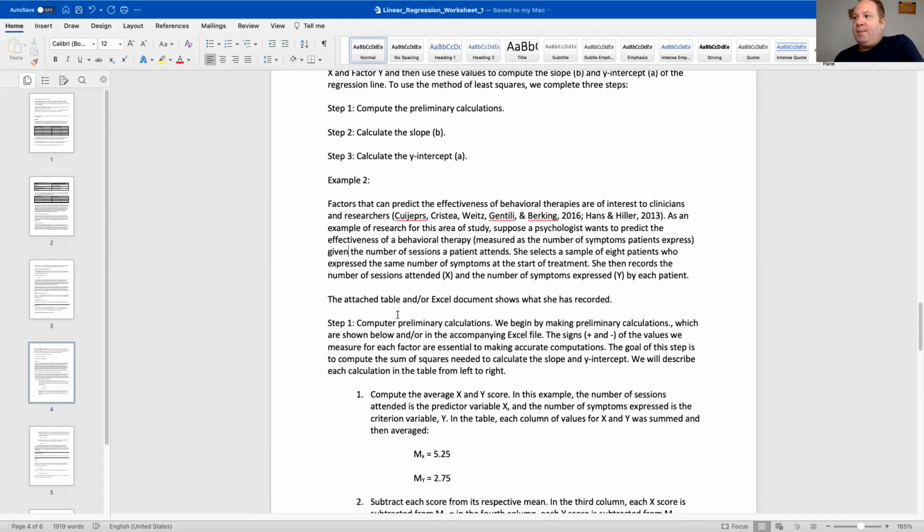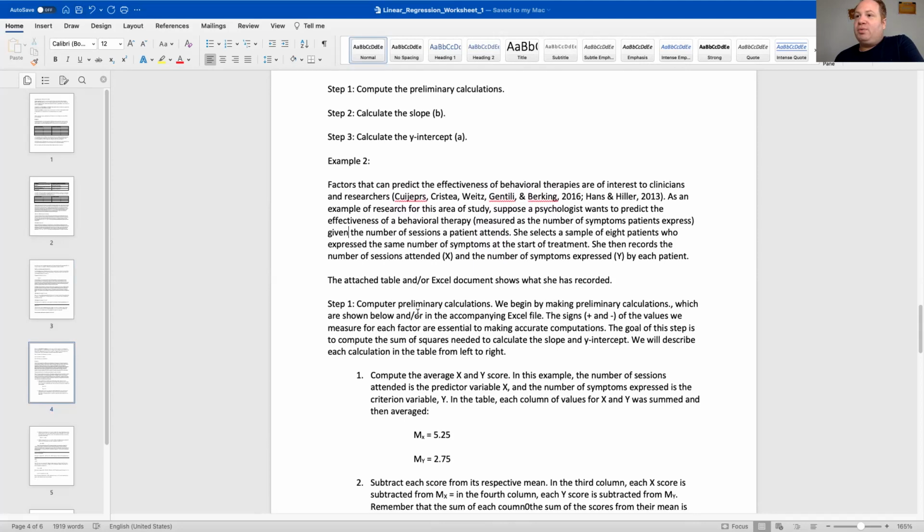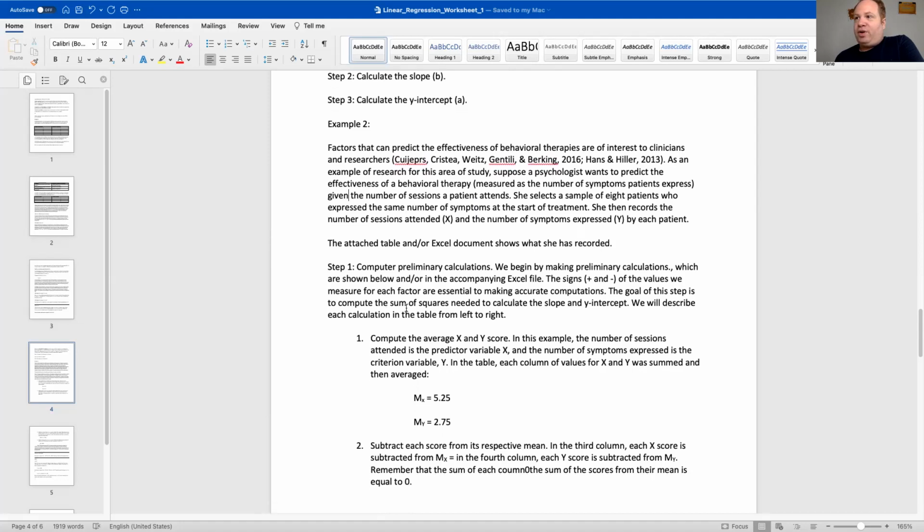She selects a sample of 8 patients who express the same number of symptoms at the start of the treatment. She then records the number of sessions attended, X, and the number of symptoms expressed, Y, by each patient. The attached table or Excel document shows what she has recorded. So let's look at that together. So here is our Excel. Just a second to bring that up, everybody.